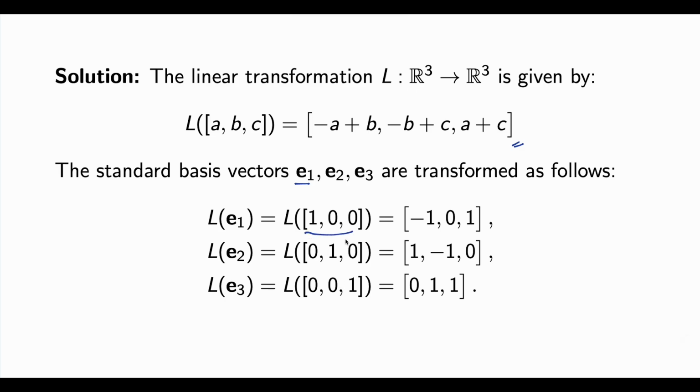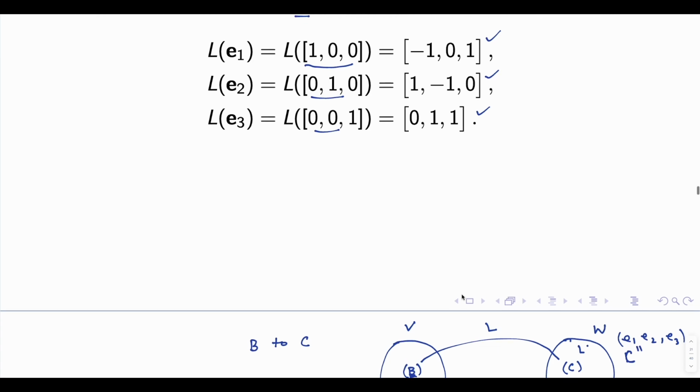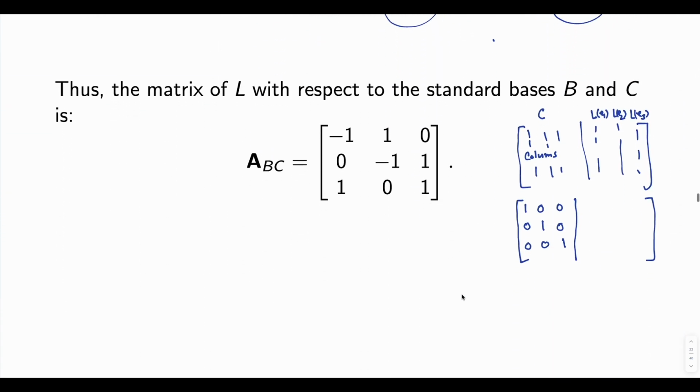So B basis is this. So L of this vector, right? And this will be written as the column, first column, second column, third column on the right hand side. So minus 1, 0, 1. So you can write here minus 1, 0, 1 and 1, minus 1, 0, 0, 1, 1. So this is how the coordinatization works.